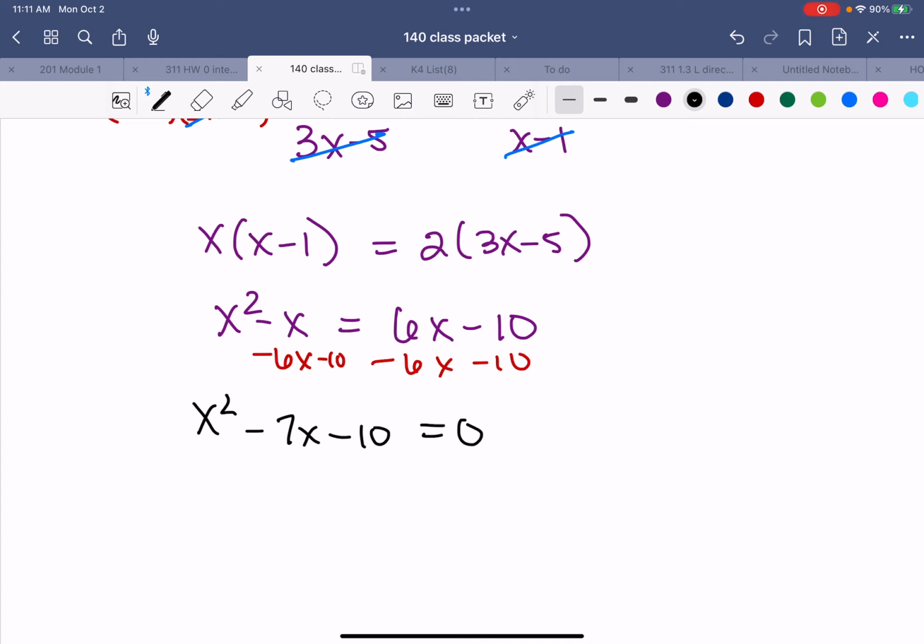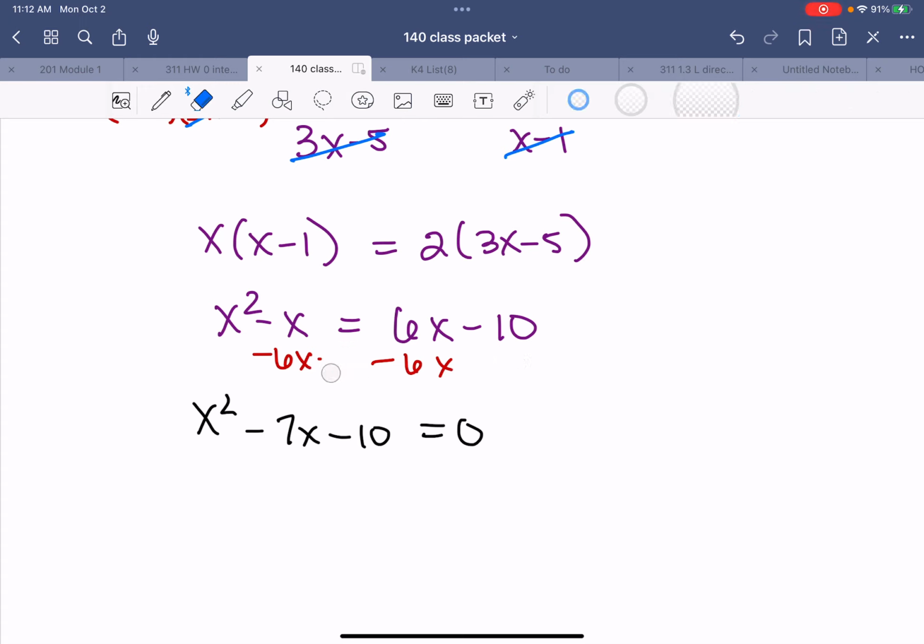Let's see here. Can we get 2 factors of 10 to add to -7? So -2, -5, but that would give me positive 10 and -7. 10 and 1 would give me a 9. I don't think this is factorable. So, oh wait, hold on 1 second. I think I made a mistake, and that's why.